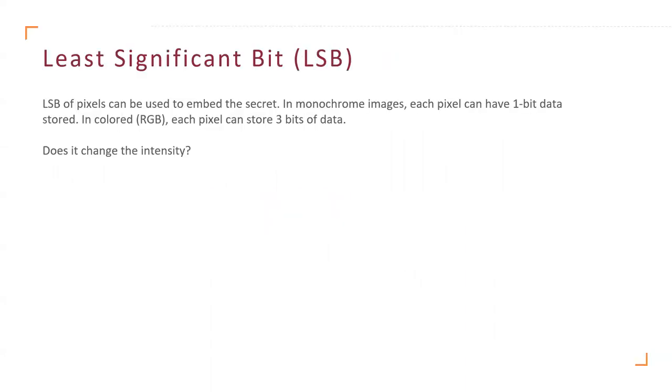So now let's look at the steganography methods in image domain. First is the least significant bit. The LSB of pixels can be used to embed secrets. As we discussed, each pixel is either 8 bits in grayscale or 24 bits in an RGB colored image. So the least significant bit of each pixel can be modified, and that modification can be used to store the hidden message. But since we are modifying this smallest bit, does it change the intensity? Yes, it definitely does.